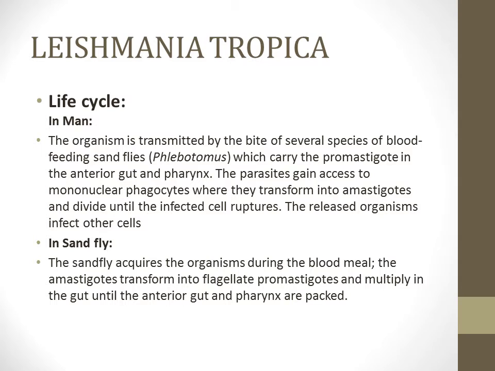The life cycle: in man, the organism is transmitted by the bite of blood-feeding sandflies, which carry the promastigote in the interior gut and the pharynx. The parasites then gain access to the mononuclear phagocytes, where they are transformed into amastigotes and divide until the infected cell ruptures. The released organisms infect other cells. In the sandfly, when it again bites an infected person, it acquires the organism. The amastigotes transform into the flagellate promastigote form and multiply within the gut until the interior gut and pharynx are packed.